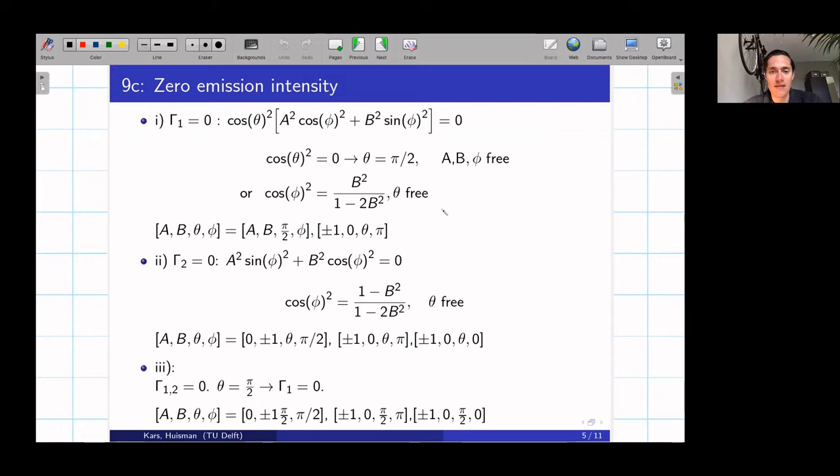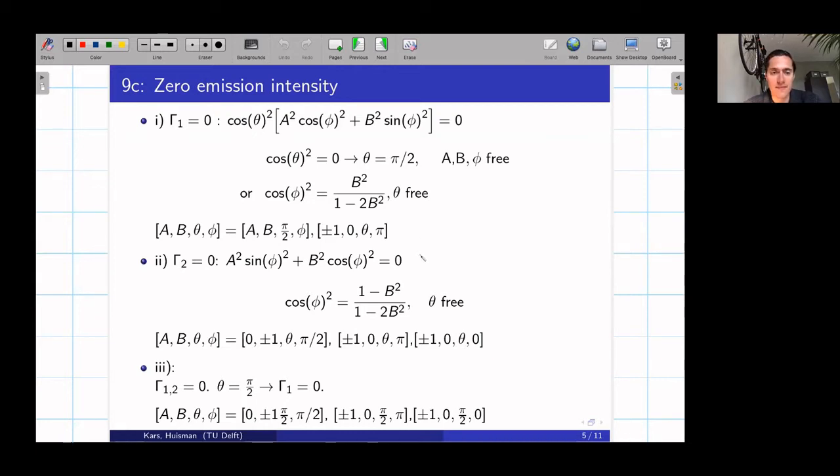If I write down possible solutions, so you have a, b, theta, phi, then in the first case that reduces to a, b, and phi are free to pick, and theta is equal to pi divided by 2. And for example, you can pick a equal to plus or minus 1. And then from that follows that b is 0. And theta is free to pick, so that just leaves theta. And because of this relation we derived, phi must be equal to pi. There are more solutions, but I just chose to write down this one as an example.